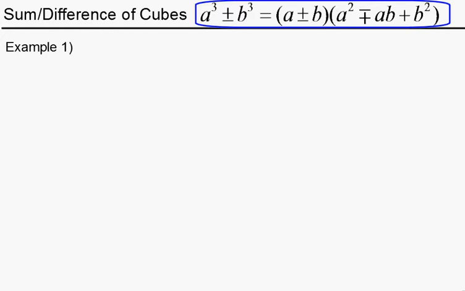Factoring using sum or difference of cubes is kind of a last resort for me. If I look at my first example, I'm going to make it x to the third minus 64. By last resort, I mean I've tried everything else. So here, if I think about it, first thing I try is GCF.